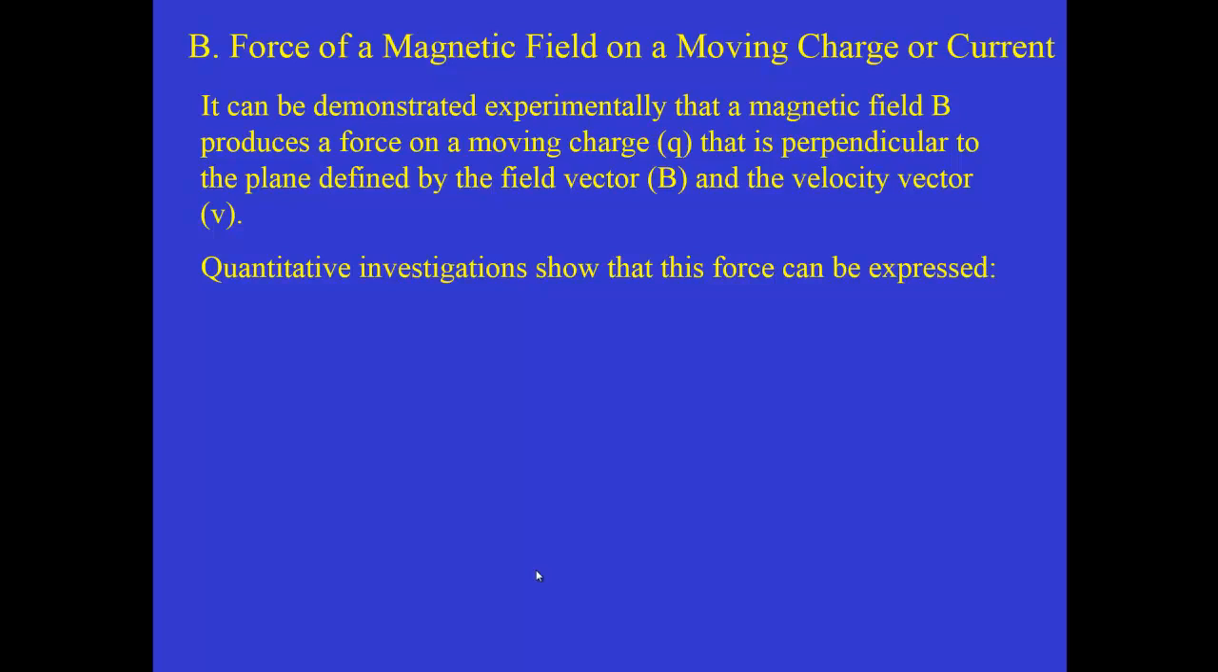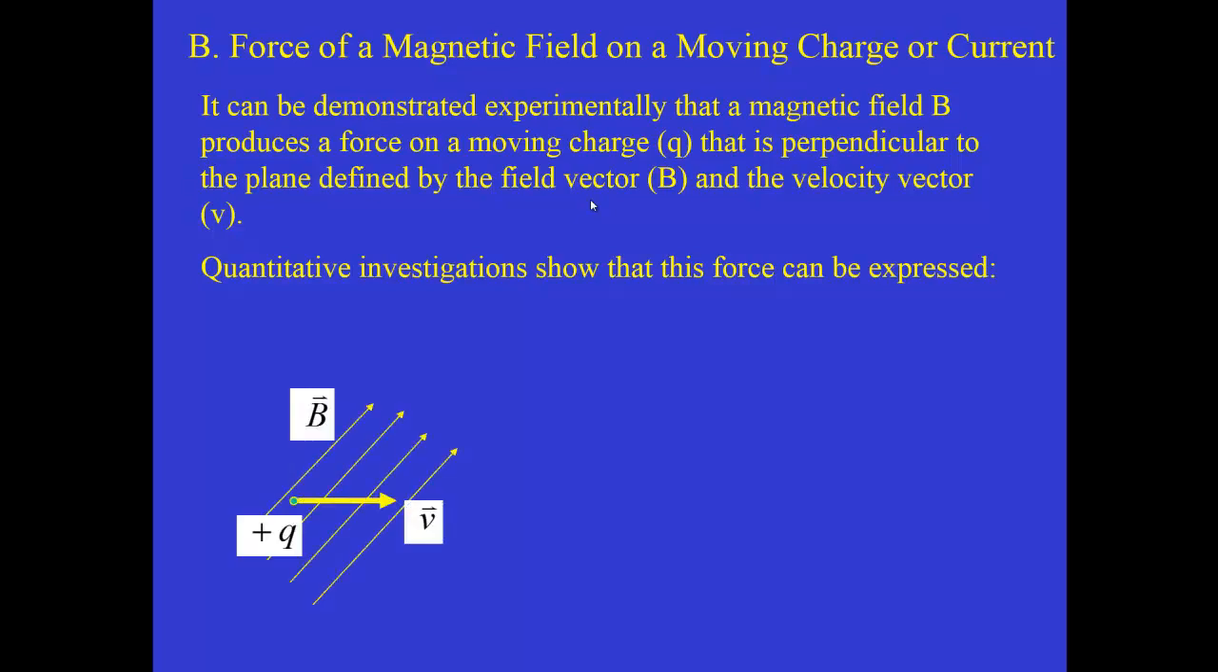Now let's get a little more quantitative with this and try to summarize lots and lots of experimental evidence that has been accumulated over the years using just a few simple equations. So here's the experimental observation. A magnetic field B produces a force on a moving charge that's perpendicular to the plane defined by the field vector and the velocity vector. The force is very interesting because it points perpendicular to the field line, and also perpendicular to the direction of motion of a charge.